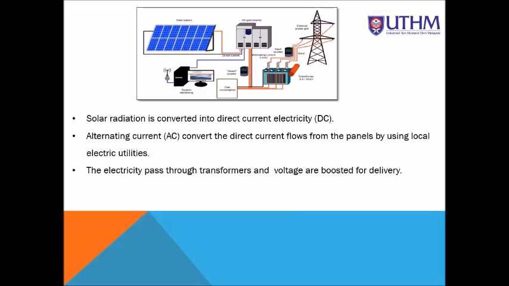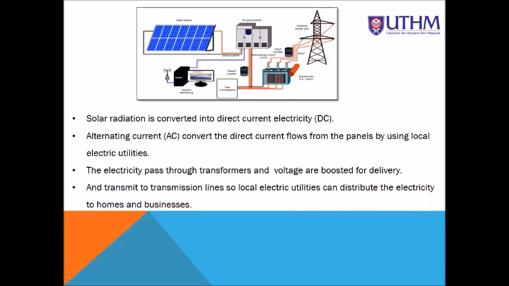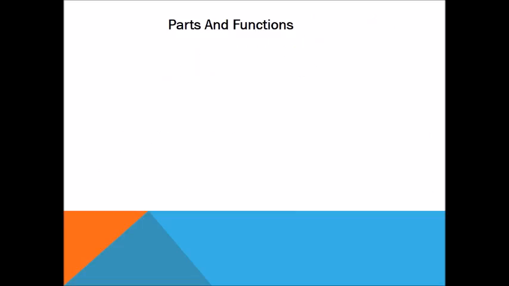Finally, the electricity travels through transformers and the voltage is boosted for delivery onto the transmission line, so local electricity utilities can distribute the electricity to homes and businesses. Now I would like to explain the parts and functions in the solar power plant.